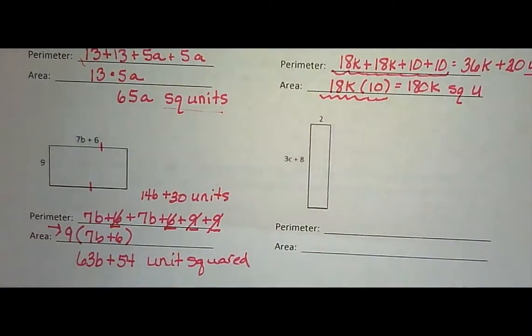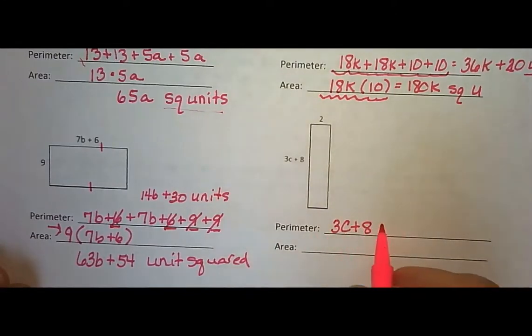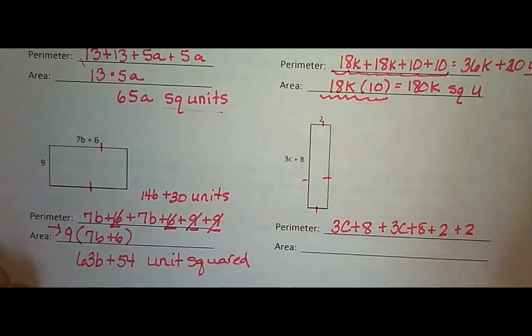All right, let's look at the very last one. We are going to use our perimeter here for 3c plus 8 plus 3c plus 8. So that's the two longer sides. Plus 2 for the two shorter sides. And we can leave that as it is, or we can combine those. And if we combine those, we're going to get 6c plus 20, and that would be units.